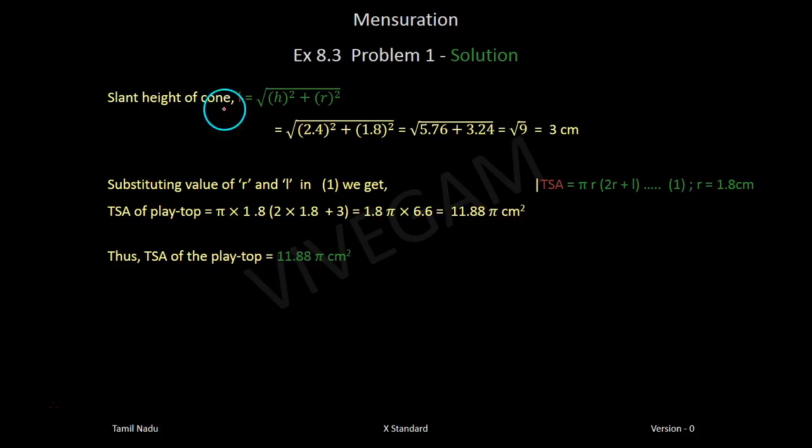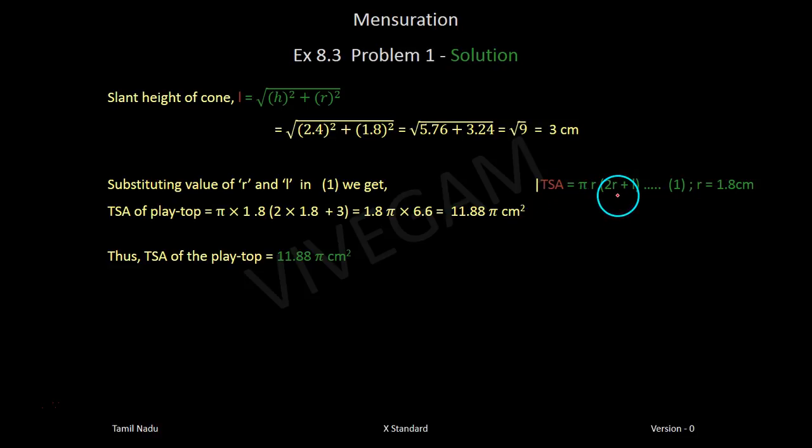Okay, come back. Slant height of the cone is root of h square plus r square. Substitute the value of h, which is 2.4, and r is 1.8. You'll be able to get L as 3 centimeters. Okay. Now substitute the value of r, which is 1.8, and L, which is 3 centimeters, in equation 1. For simplicity, I have written it here because it is on the previous page.